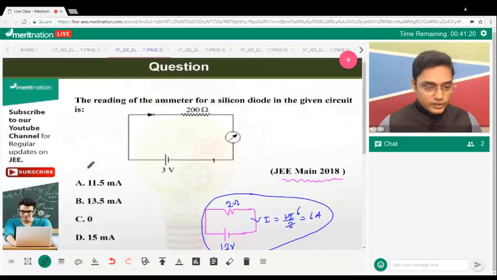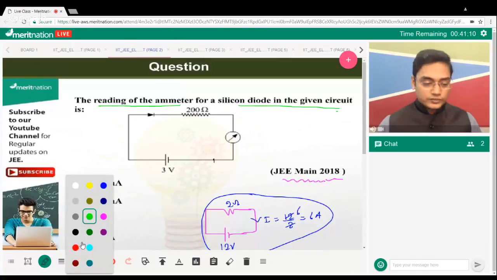For example, in this particular circuit, it is given that the reading of the ammeter for a silicon diode in the given circuit is, okay Meghna, that's very good. And what were your marks?